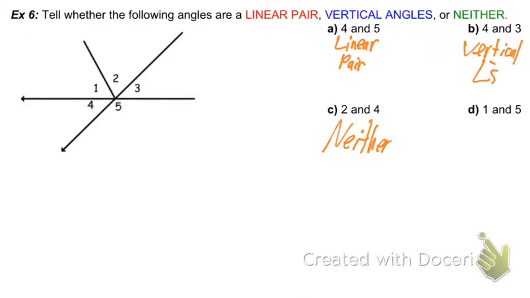1 and 5. Are they vertical? Do their sides make an X? Not really. This part they do, but here do they? Nope. So they're neither. They're not a linear pair either. Tricky, two neithers.